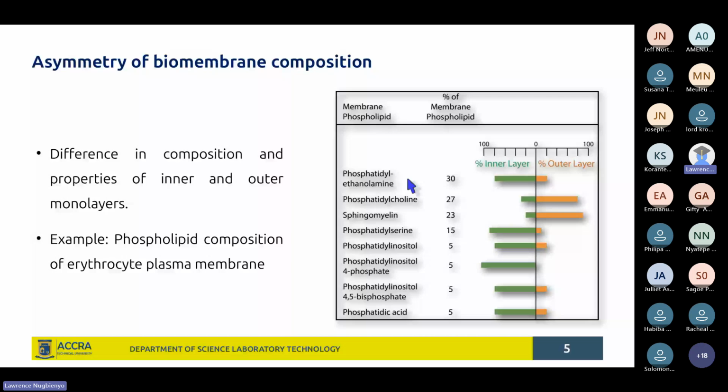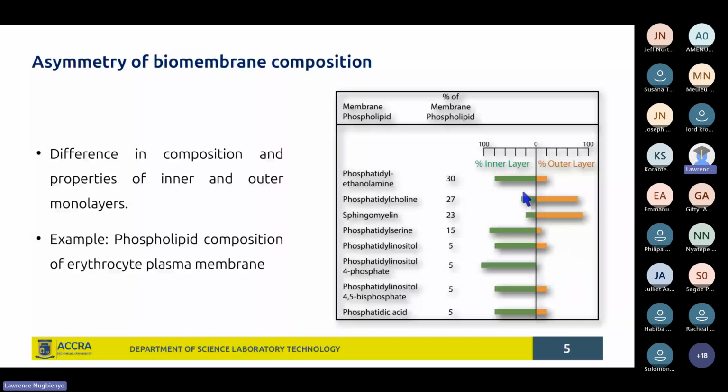For instance, if you take phosphatidylethanolamine, you see there's more of phosphatidylethanolamine in the inner layer than in the outer layer. On the other hand, phosphatidylcholine and sphingomyelins are more in the outer layer than they are in the inner layer.